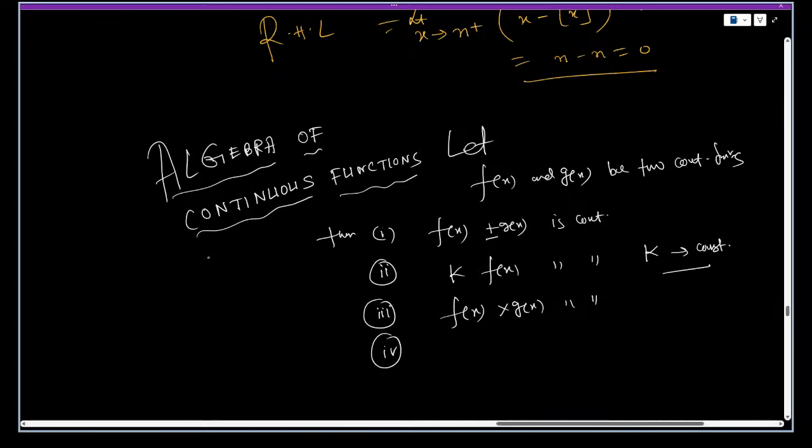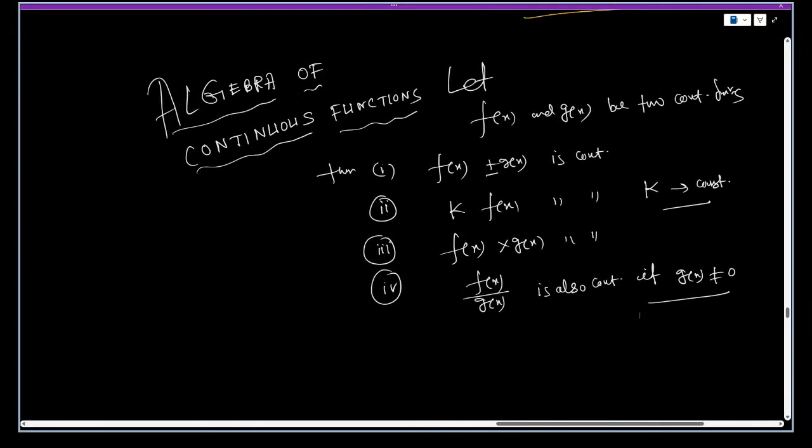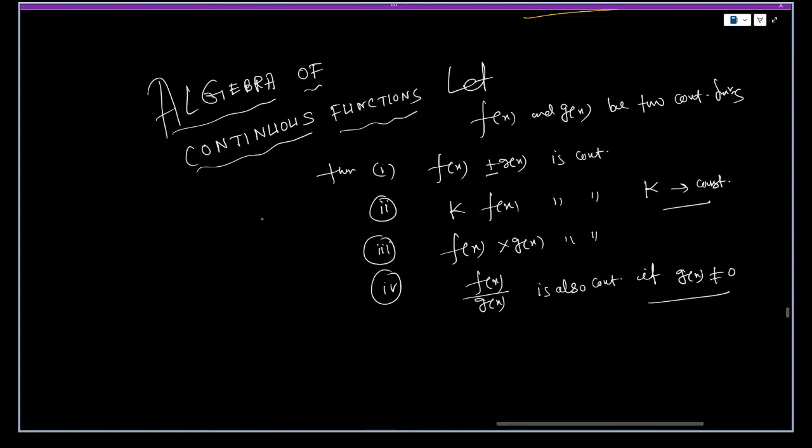Problem is there for f(x) by g(x). f(x) by g(x) is also continuous if g(x) not equal to 0. Clear? If g(x) not equal to 0, it is definitely continuous, f(x) by g(x) also. So with the idea of elementary functions and these properties you have learned, if someone is asking you to discuss continuity of the following function, they are not telling about any interval. Let me write the sum.